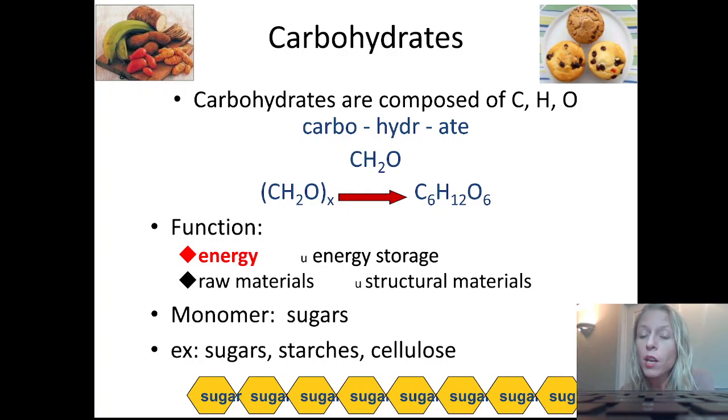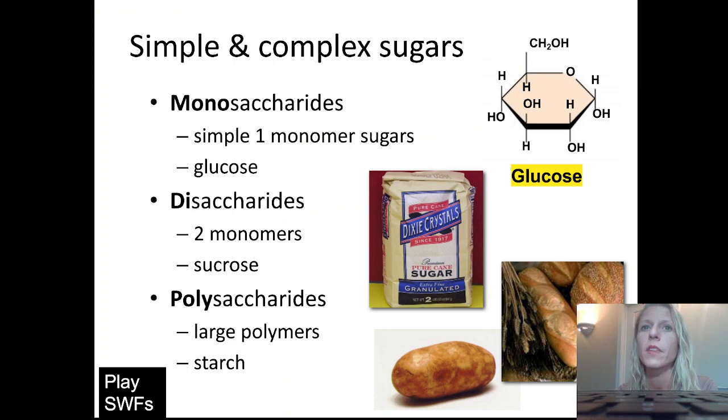So we need those monomers to build these carbohydrates. So you do need your carbs. They're important. Anything in excess, not great, but you do need them. So we have simple and more complex sugars.